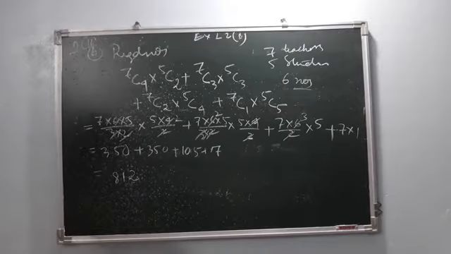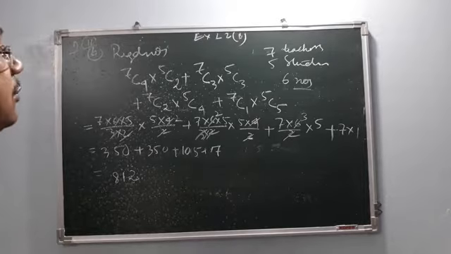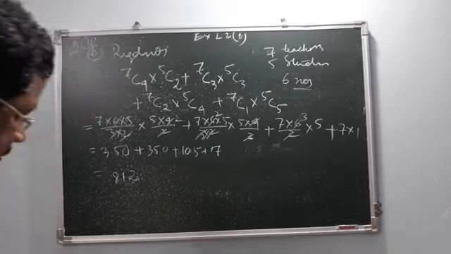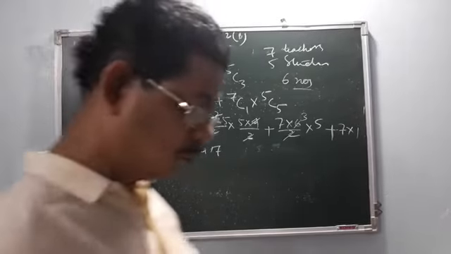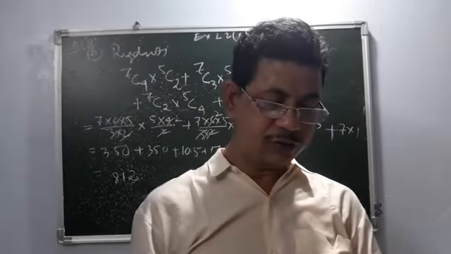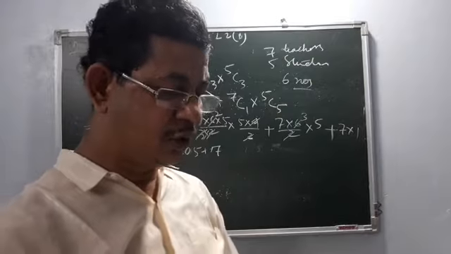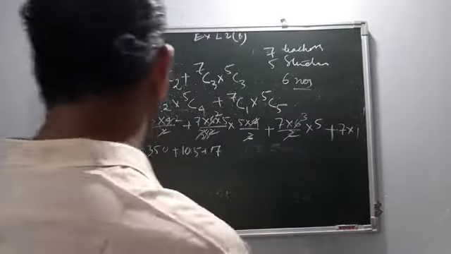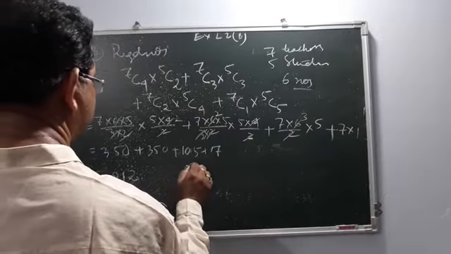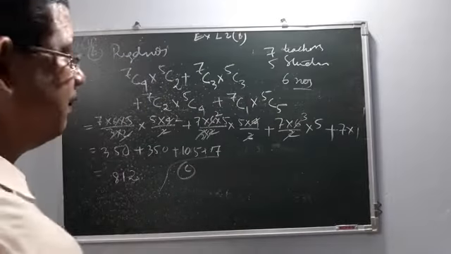812. At most 4 teachers. This means maximum 4 teachers. So we will decrease the number of teachers. Next, then say majority of students. Majority of students means that if we take maximum students, then what will be the result? So if we take maximum students, maximum 5.